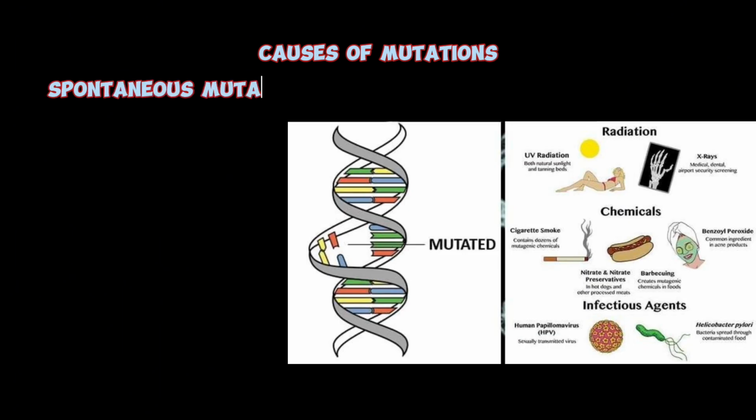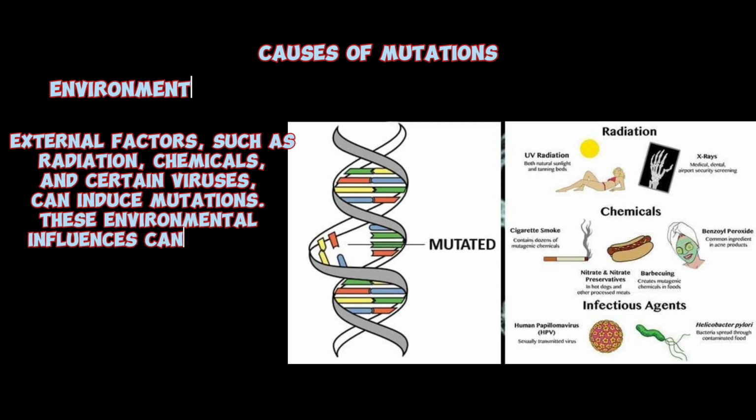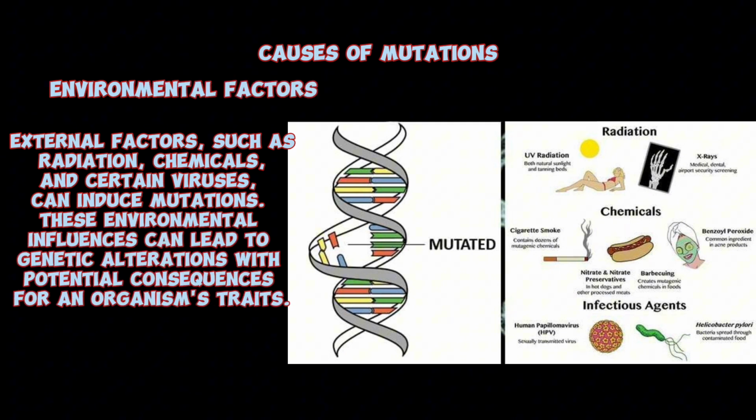There are two causes of mutations. The first one is spontaneous mutations. Sometimes mutations arise spontaneously during DNA replication or cell division. These are random changes that occur without any external influence. The second one is environmental factors. External factors such as radiation, chemicals, and certain viruses can induce mutations. These environmental influences can lead to genetic alterations with potential consequences for an organism's traits.